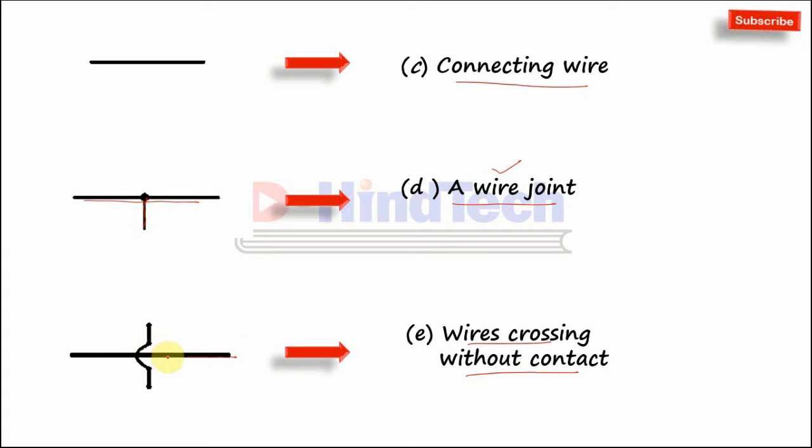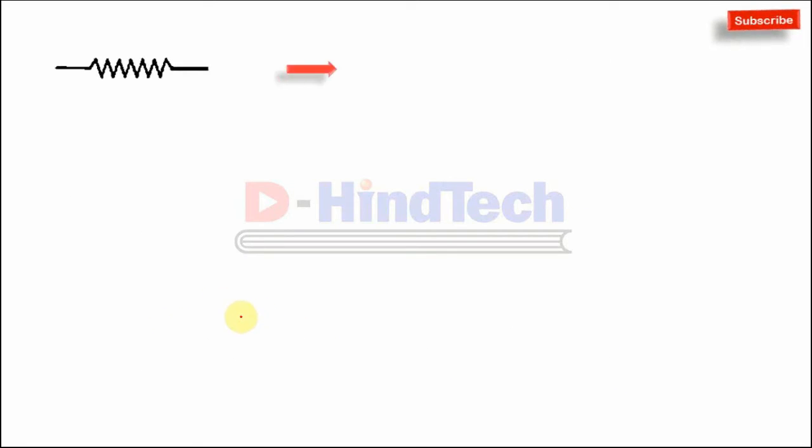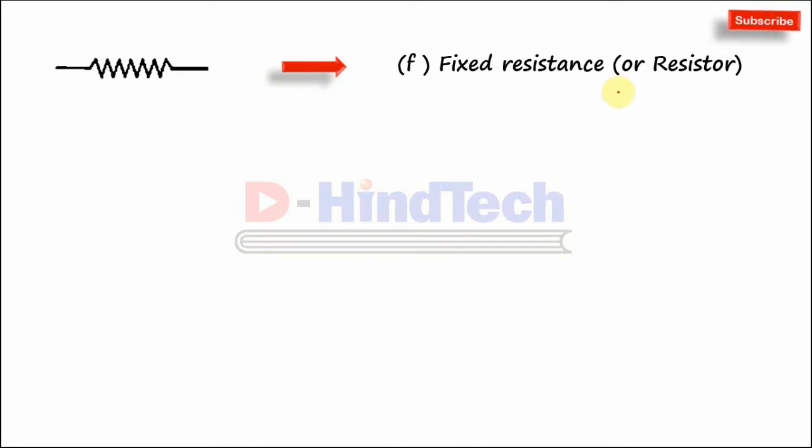And this connecting wire has been crossed by another wire, but how? Without having any contact. So for such a wire which is crossing another wire without contact, we can use such a symbol. Now then, next symbol is of resistance, or also we can say fixed resistance or a resistor. Okay, so for fixed resistance and resistors we can use this simple symbol.